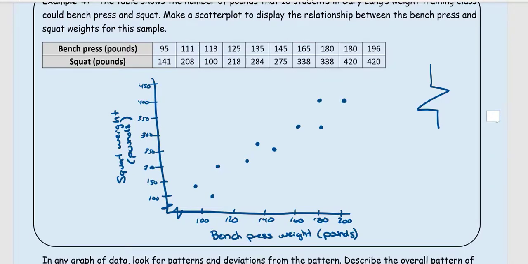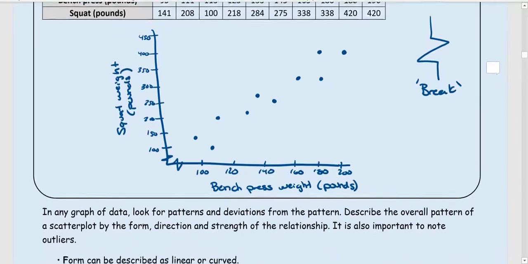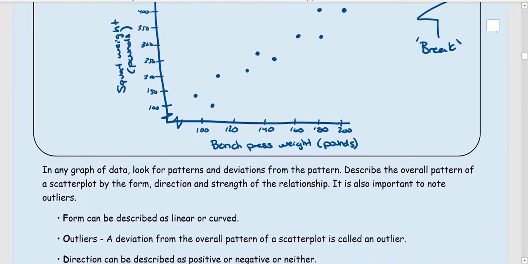So here is your completed scatter plot. Okay. So how would we describe this scatter plot? Well, in any graph of data, we're going to look for patterns and deviations from the overall pattern. We're going to describe the overall pattern of the scatter plot by form, direction, strength, and of the relationship. It is also important to note outliers.